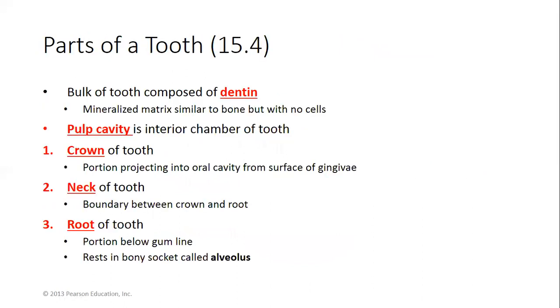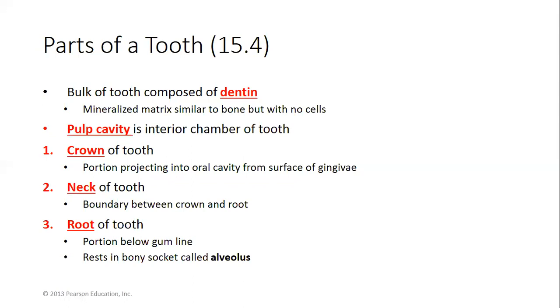So let's talk about the parts of a tooth. A tooth is mostly a structure that's similar to bone. So it's similar to mineralized matrix in bone, but there's no bone cells like osteocytes or osteoblasts or osteoclasts. So that tissue is called dentin. It's the bulk of the tooth, but inside that dentin is a pulp cavity, which is the interior chamber.